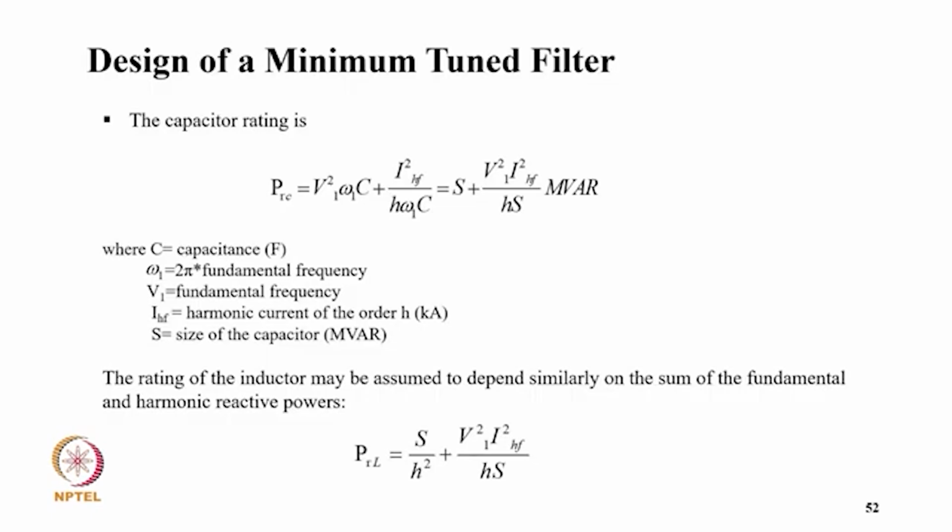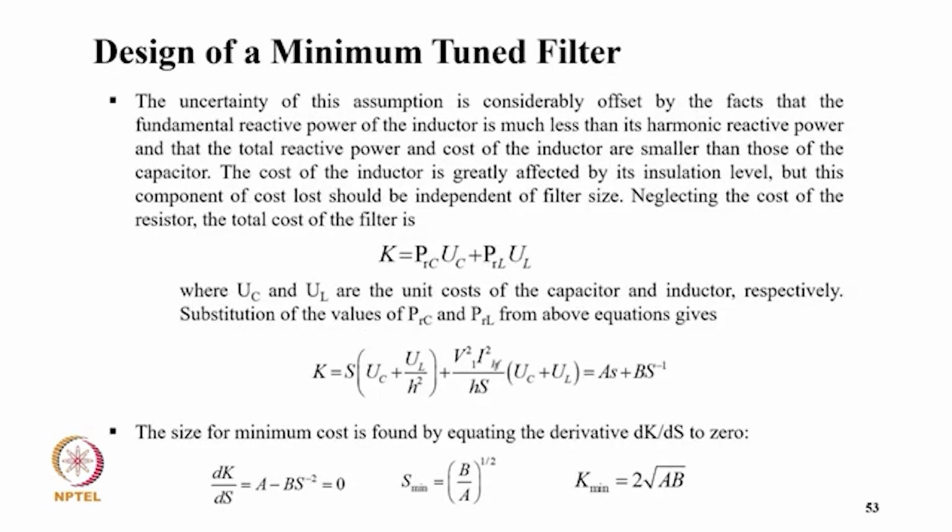The rating of the inductor may be assumed to depend similarly on the sum of the fundamental and harmonic reactive power. So P RL equals S upon H square plus V1 square I HF square divided by H S.